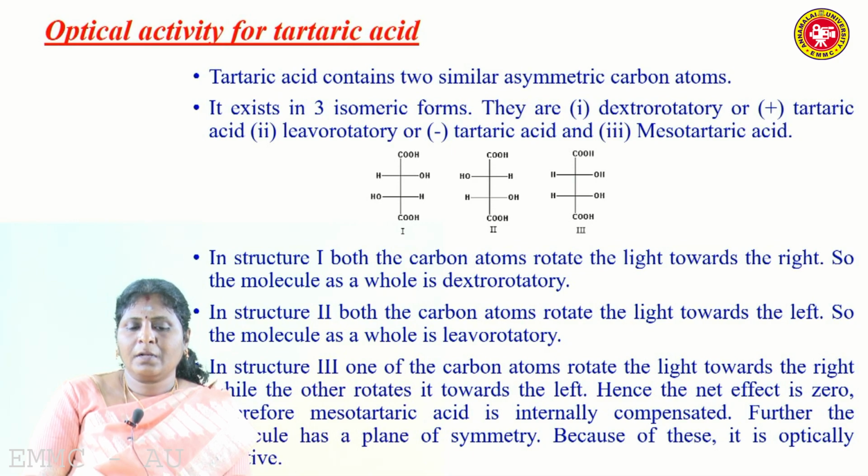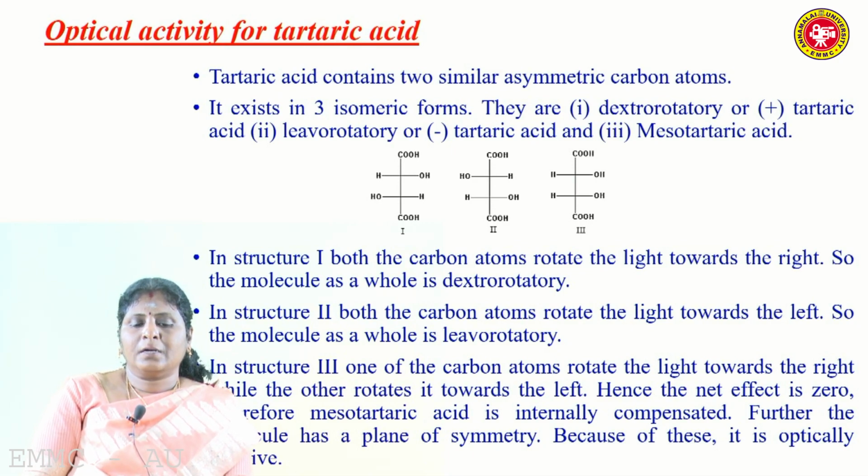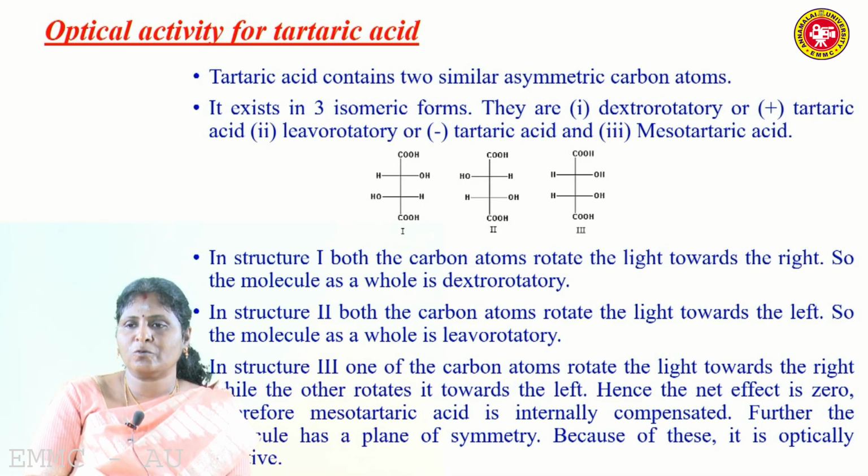Number 1, in that case both the chiral carbons are rotating the plane polarized light towards the right hand side. So the molecule as a whole is found to be dextrorotatory. In structure 2, that means isomer 2, both the chiral carbon atoms are rotating the plane polarized light towards the left hand direction. That's why the compound is found to be levorotatory.